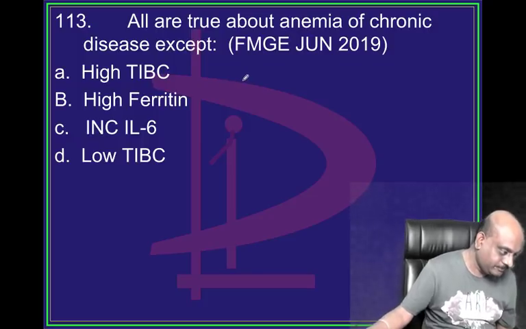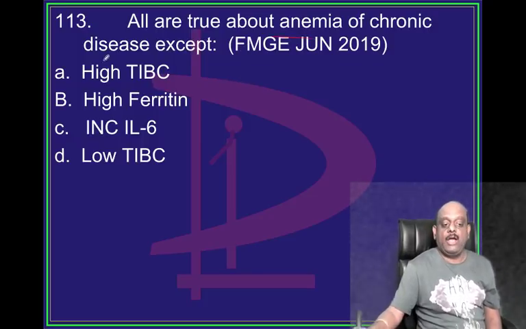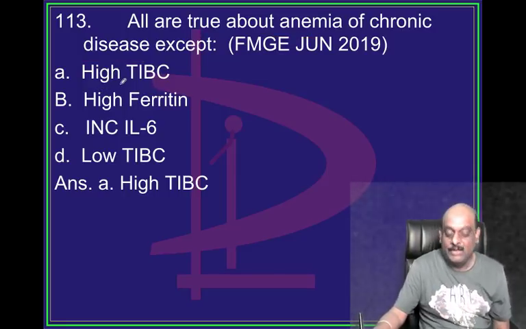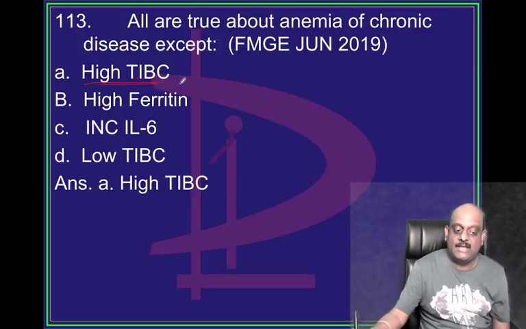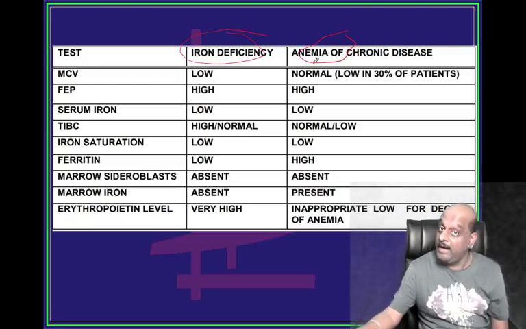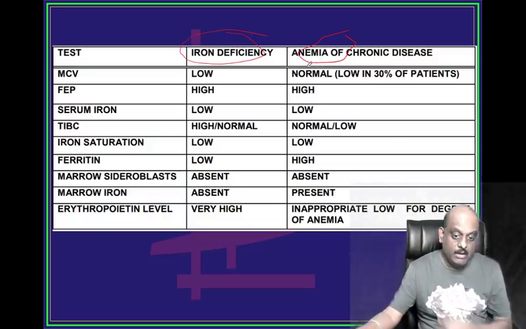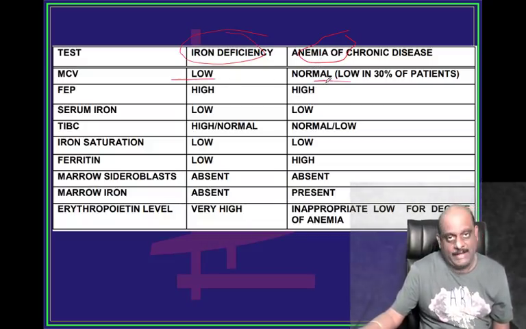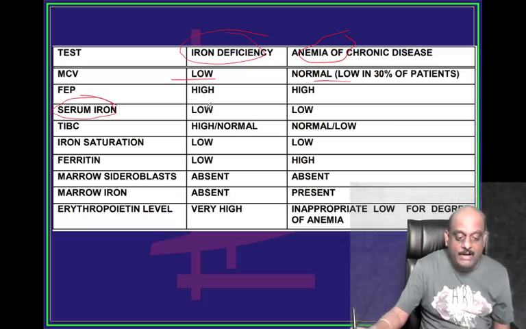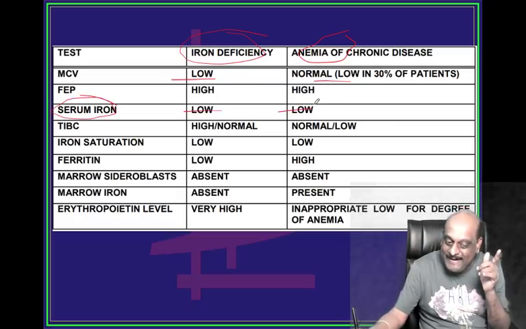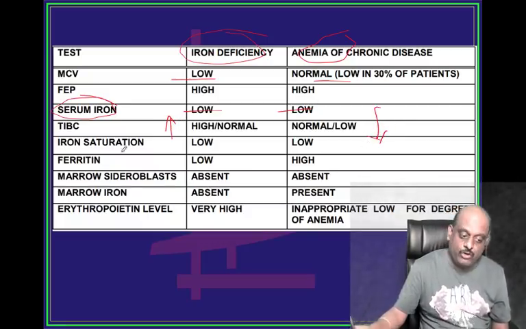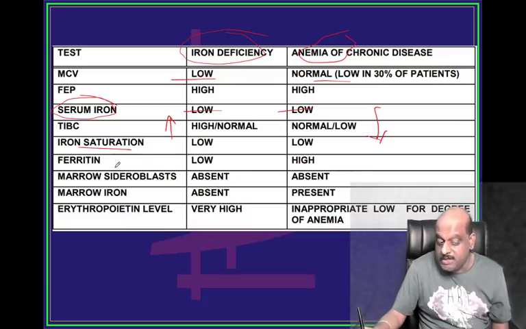Now, doctor, anemia of chronic disease versus iron deficiency anemia. Favorite question. High TIBC is the nature of iron deficiency anemia. Quickly tell me, doctor, iron deficiency anemia and anemia of chronic disease: in both, MCV is low. Serum iron is low in both, but TIBC is high in iron deficiency and low in anemia of chronic disease. In both, iron saturation is low.